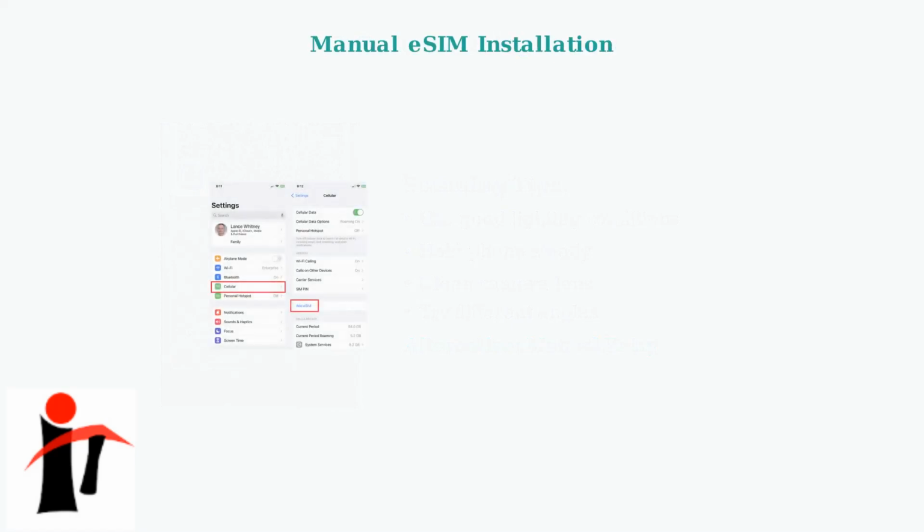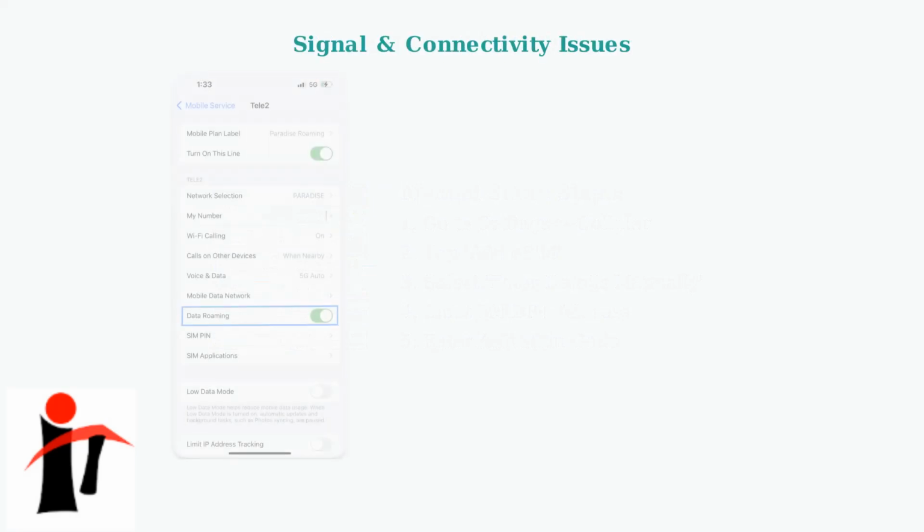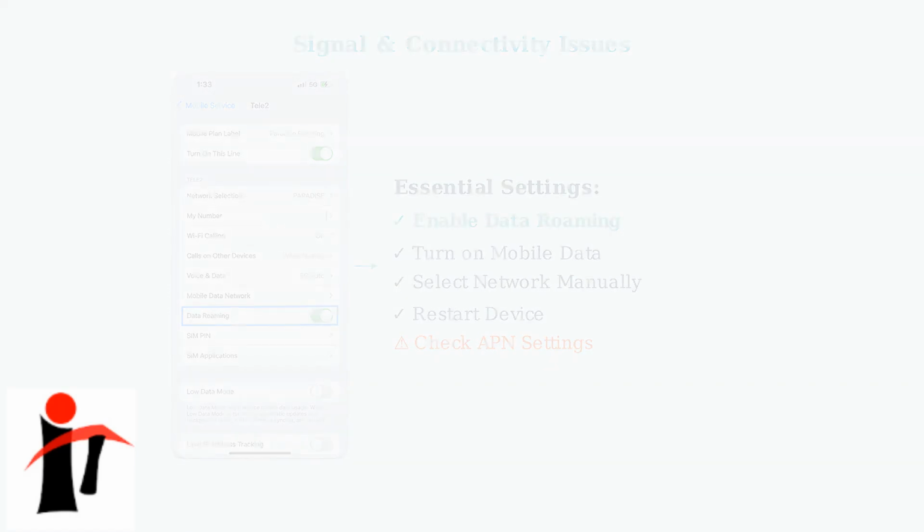Airalo's recent app updates have simplified the manual installation process. If QR code scanning fails, you can manually enter the eSIM details. For signal and connectivity issues, the most common problem is disabled data roaming. International connectivity requires data roaming to be enabled in your device settings.